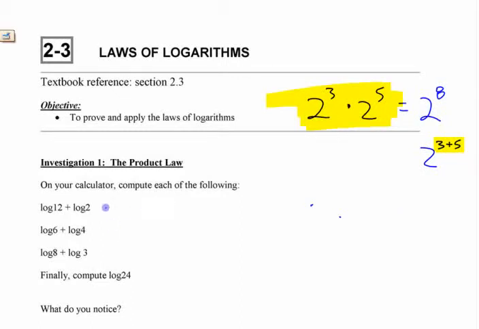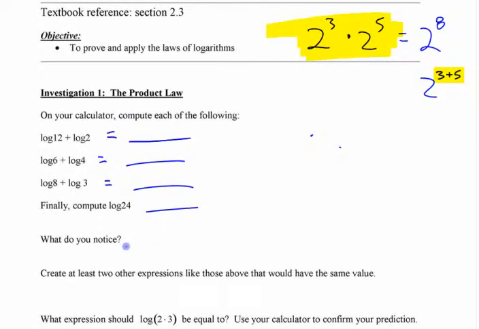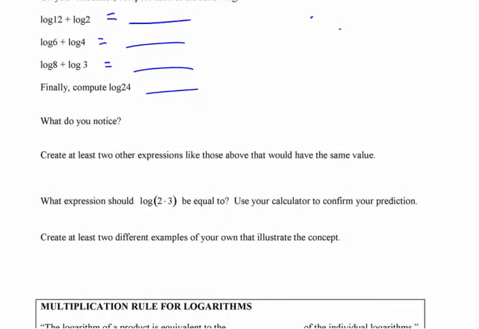Hopefully you had a chance to evaluate some of those expressions and see what they are. When you do each of these, you hopefully realize that each of those is equal. They're all equal to what log 24 is equal to. The point isn't that they're all equal. What we're leading to here is looking at how this relates to log 24.